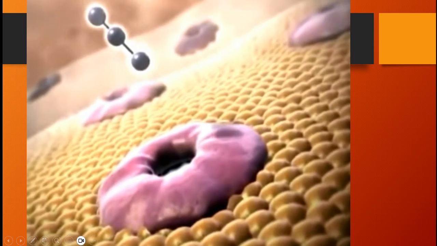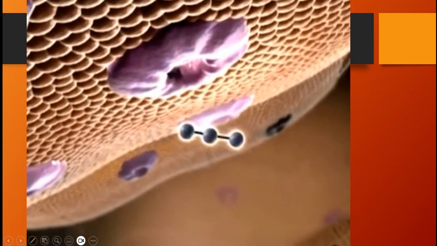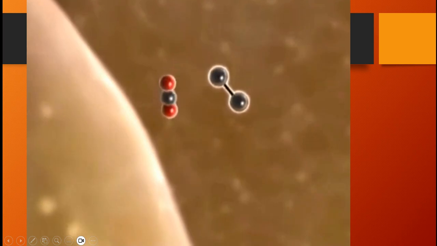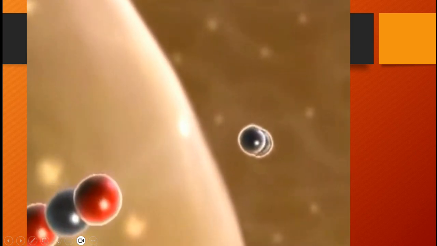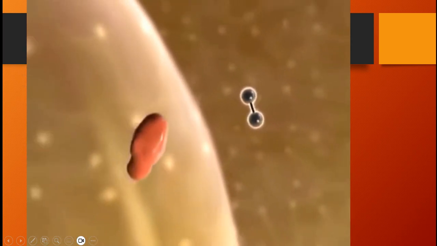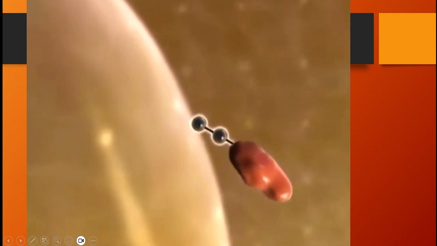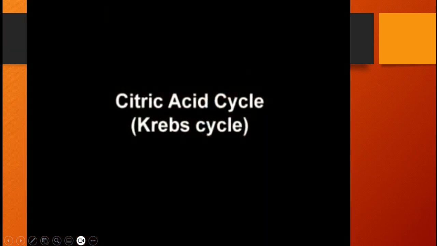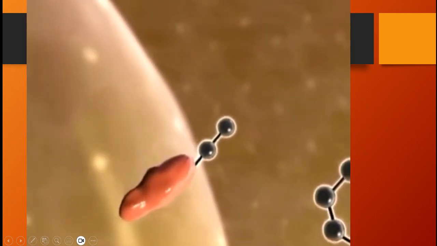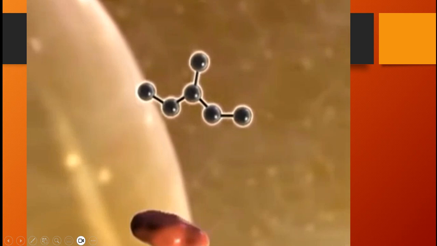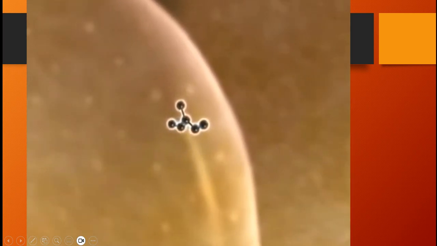Let's follow this pyruvic acid molecule into a mitochondrion to see where most of the energy is extracted. As the molecule enters the mitochondrion, one carbon is removed, forming carbon dioxide as a byproduct. Electrons are stripped, forming NADH. Coenzyme A attaches to the 2-carbon fragment, forming acetyl-CoA. Coenzyme A is removed, and the remaining 2-carbon skeleton is attached to an existing 4-carbon molecule that serves as the starting point for the citric acid cycle.